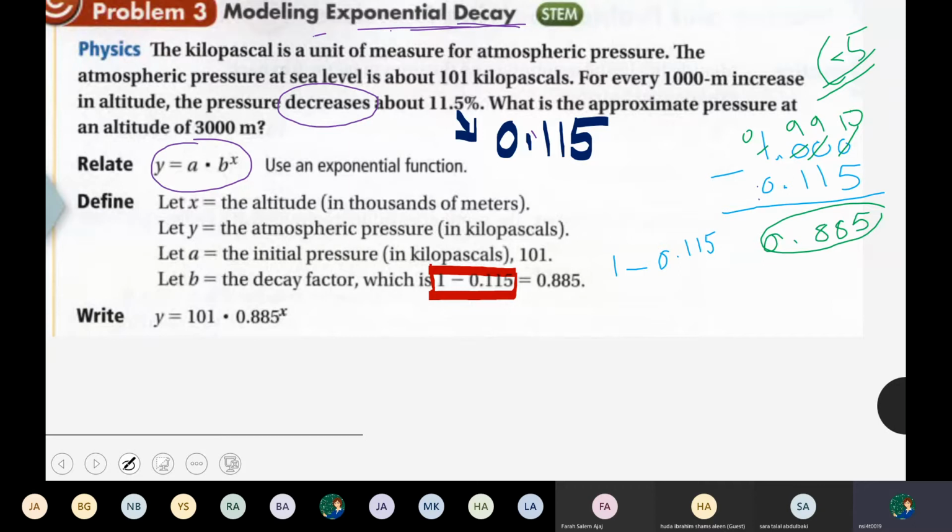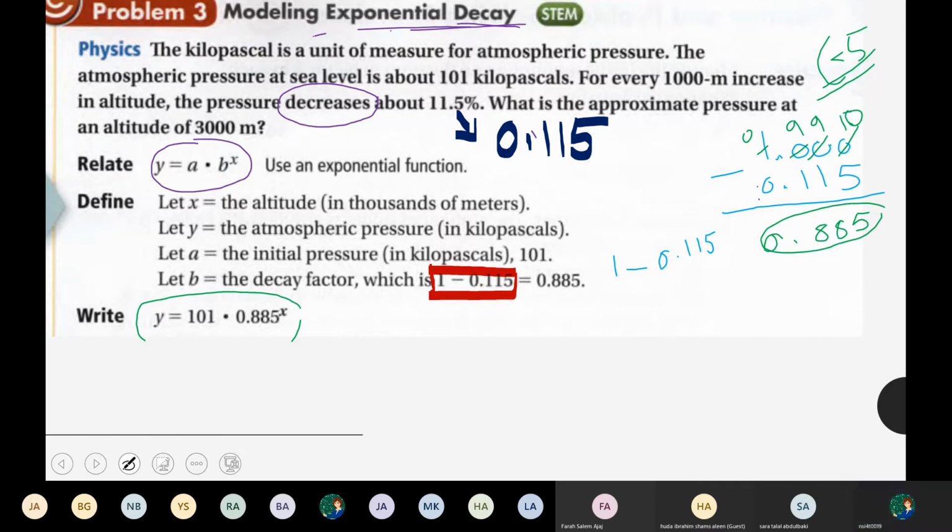Now, after that, 1 minus 0.115. Here it will be 10 minus 5 is 5, here it will be 9, 8, 8, so the answer is 0.885. This is now my decay factor. So the function is y equals 101 times 0.885 raised to x.